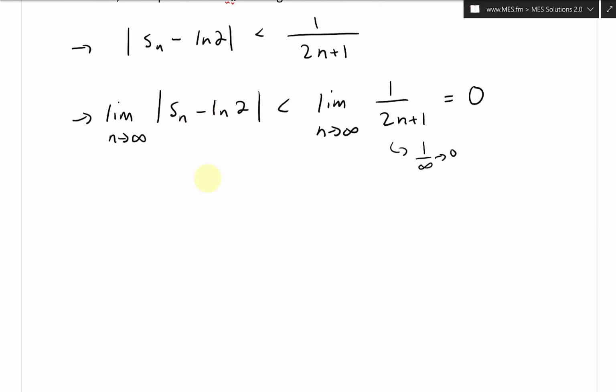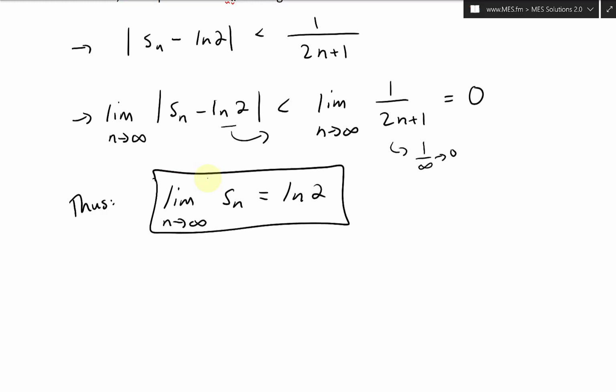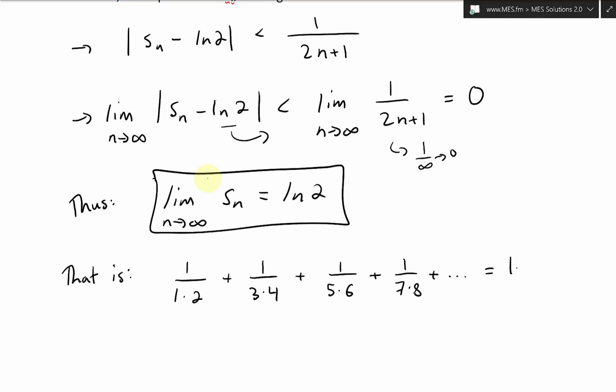So what we'll get is thus the limit as n approaches infinity of Sn, the nth partial sum, is equal to, moving this over to the other side, ln 2, and we can box this in. And then the solution manual just puts the whole term there. So that is 1 over 1 times 2, plus 1 over 3 times 4, plus 1 over 5 times 6, plus 1 over 7 times 8, plus ... is equal to ln 2, which is quite amazing. And let's box this whole thing.